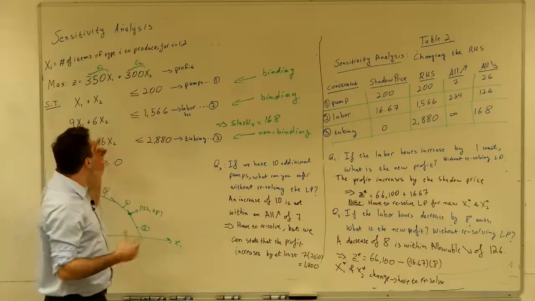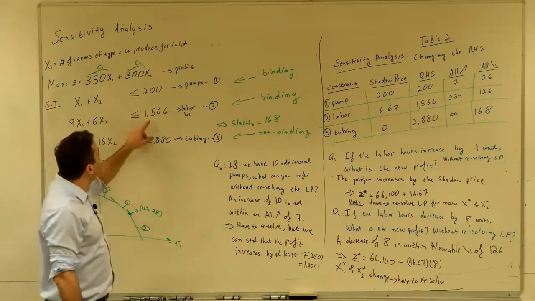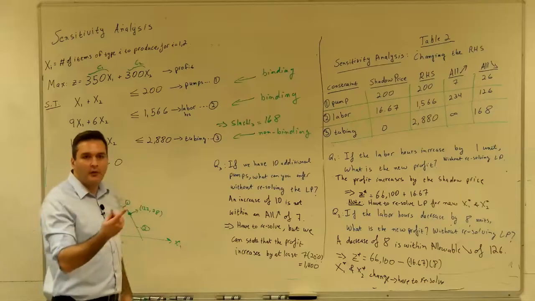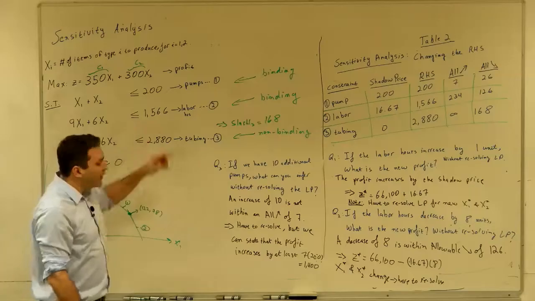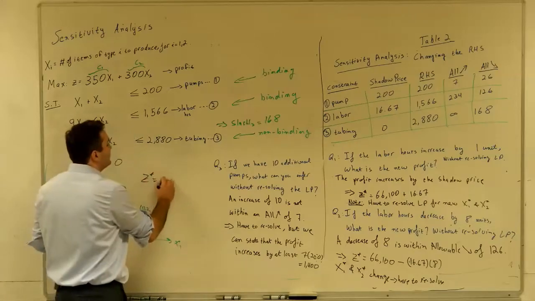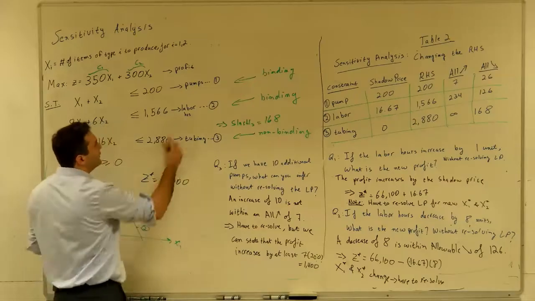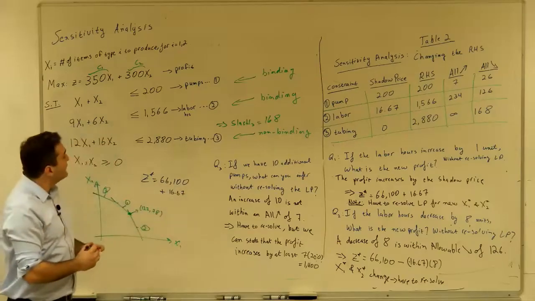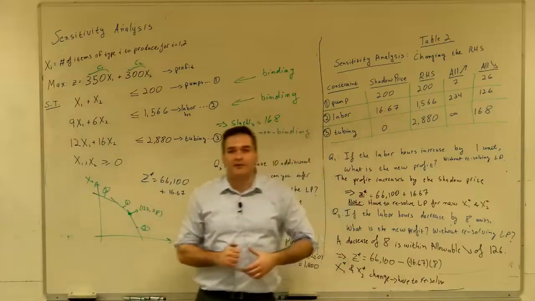So just to give this more meaning, if, for example, now I have 1567 labor hours, meaning I have an additional labor hour, say an employee worked one extra hour of overtime, I know that my profit, which was 66,100, now increases by the shadow price of 16.67. So this means that an additional hour of labor is worth $16.67.